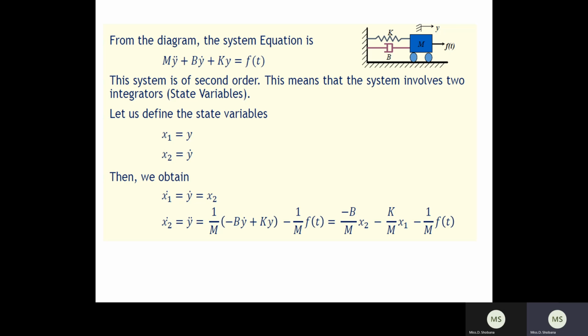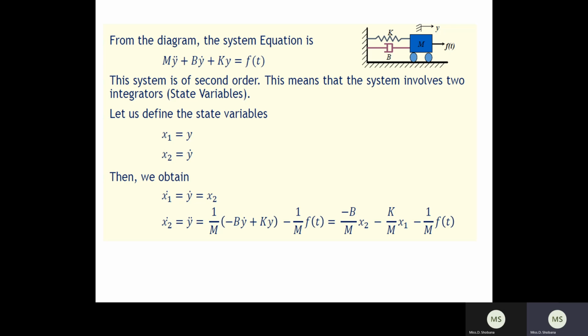If you want to determine the state equation, you have to obtain x1 dot and x2 dot. So x1 dot is nothing but the x2 value. Therefore, here you can determine x2 dot. x2 dot is nothing but y double dot. Here you will have a differential equation, and from that you can determine y double dot.